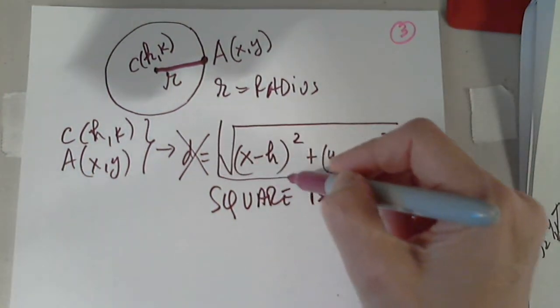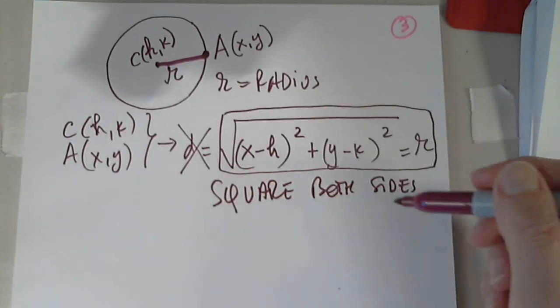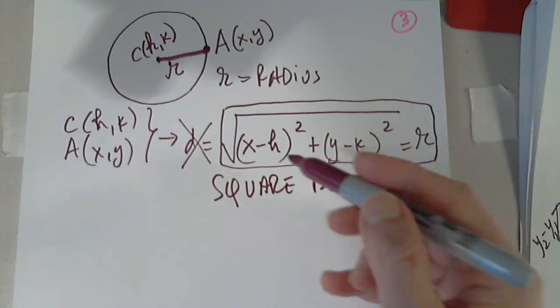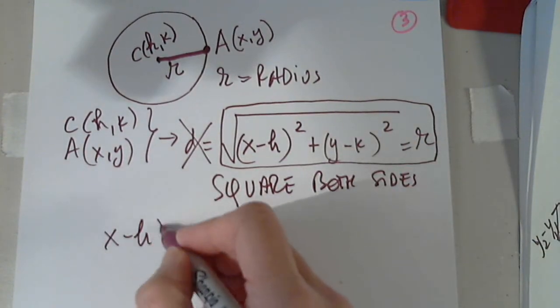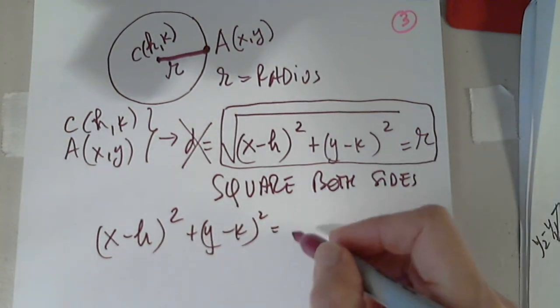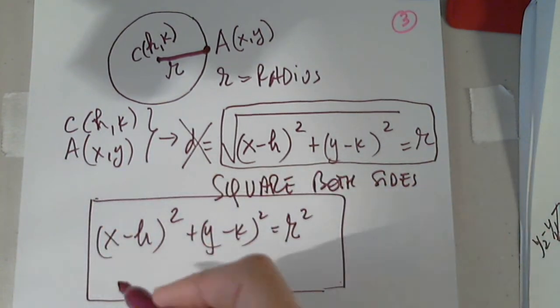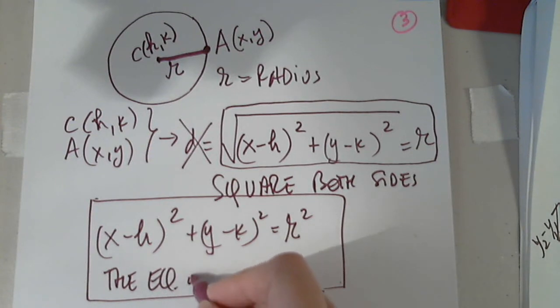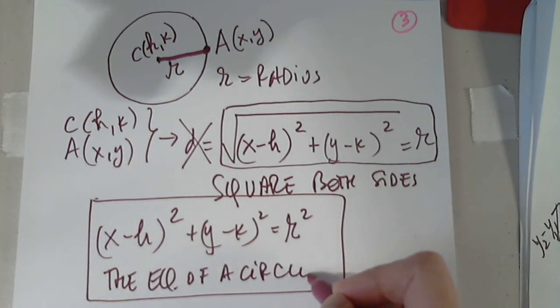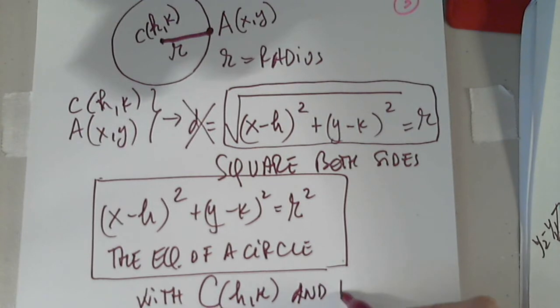This is done. This is good. It's good enough. But we prefer to present the equation of the circle after we square it. So then, when I square the left-hand side, I get x minus h, everything squared, plus y minus k, everything squared. I must square the right-hand side, so I get r squared. What does this represent? The equation of a circle with center h comma k and radius r.